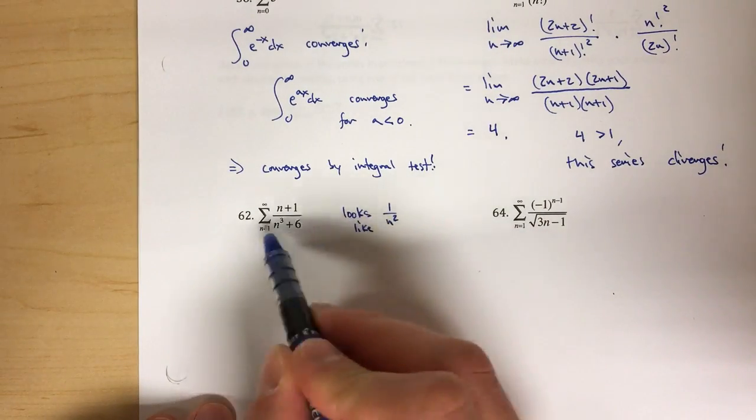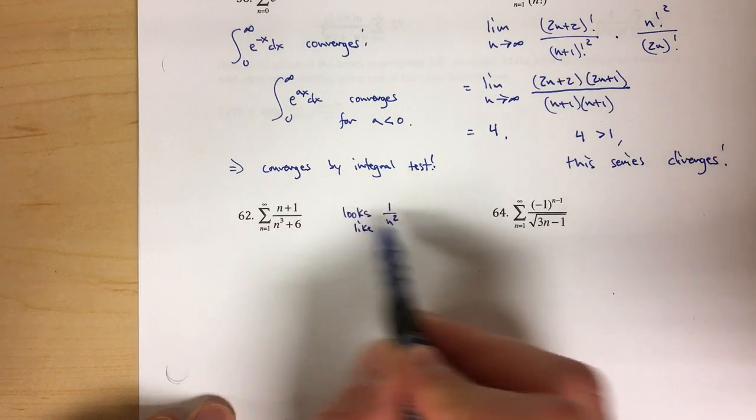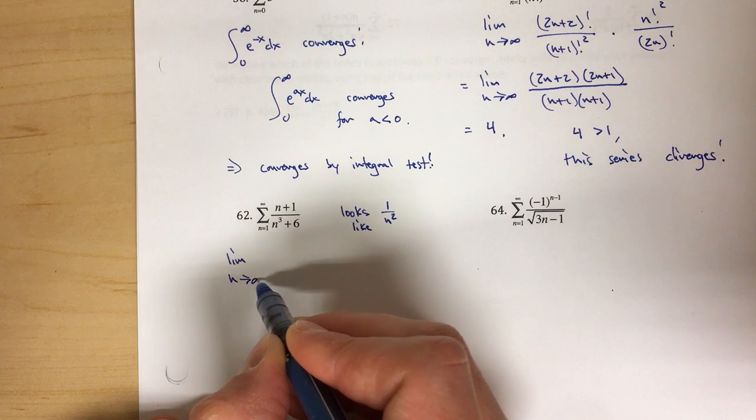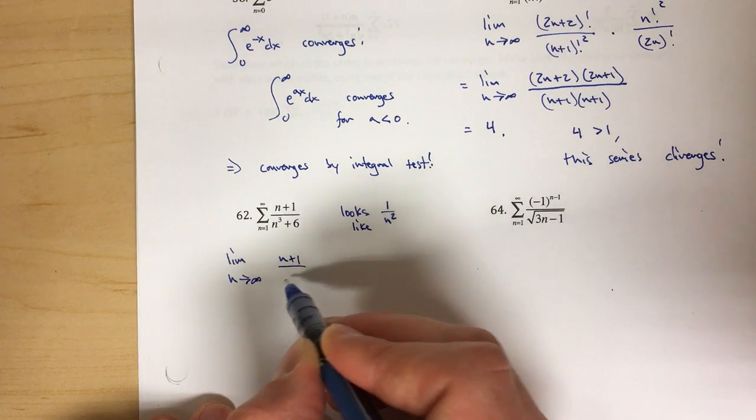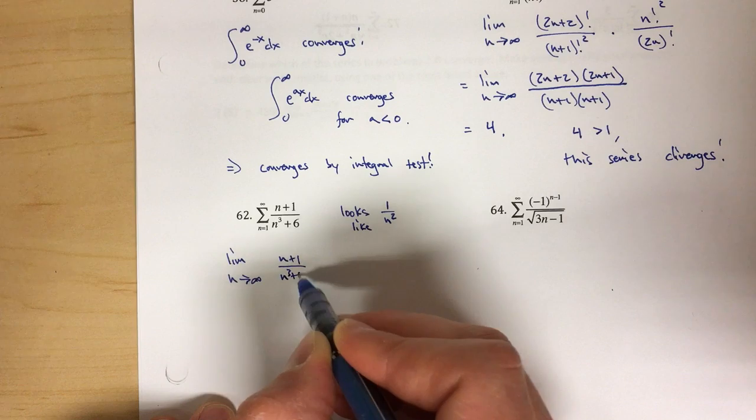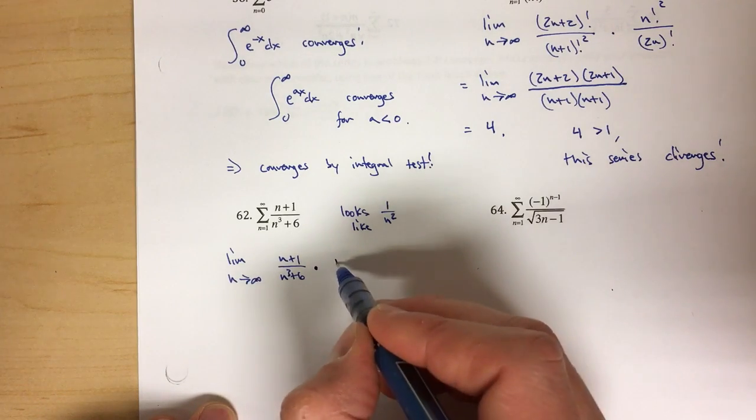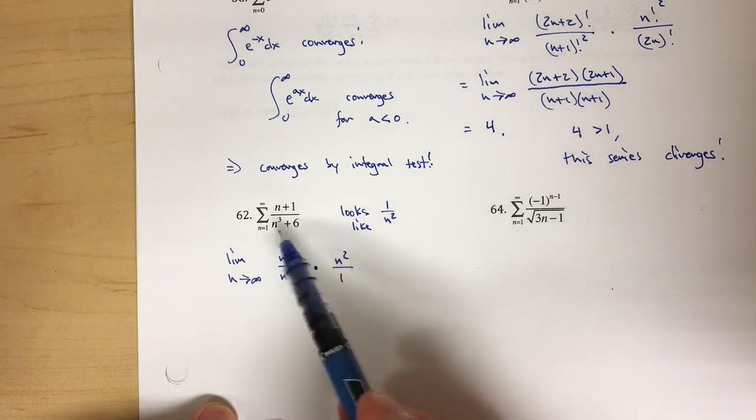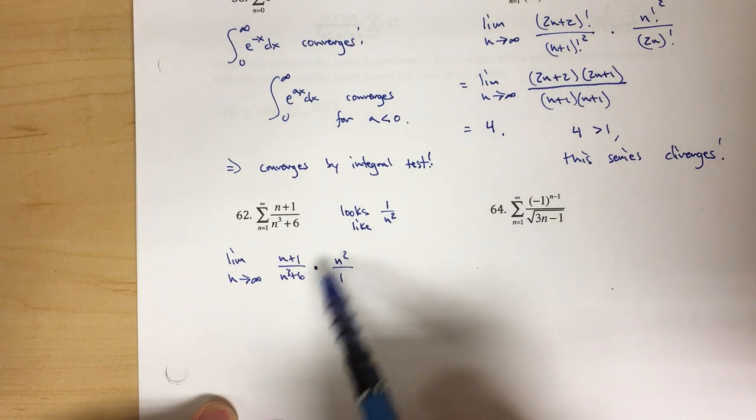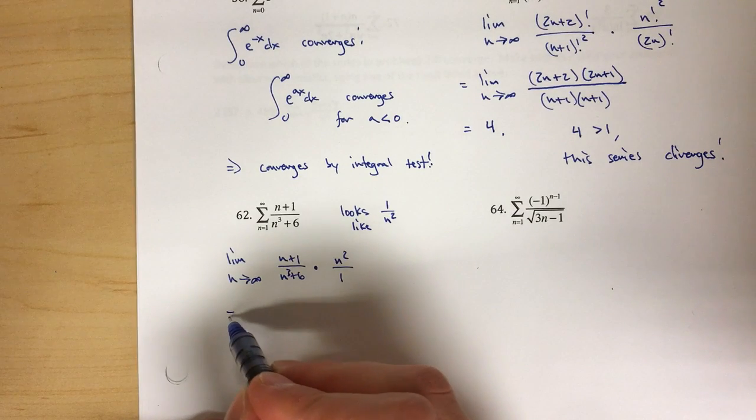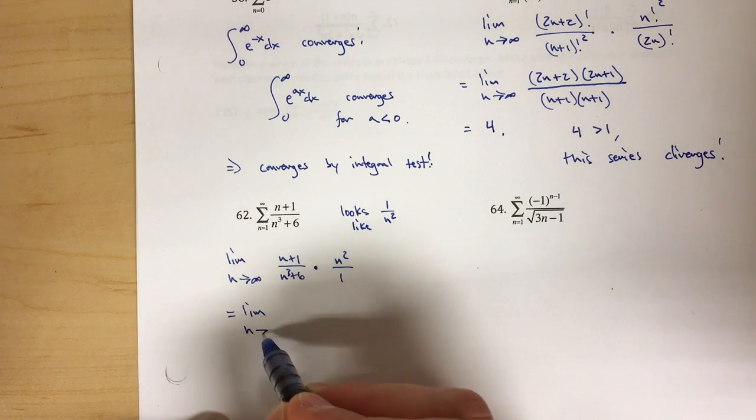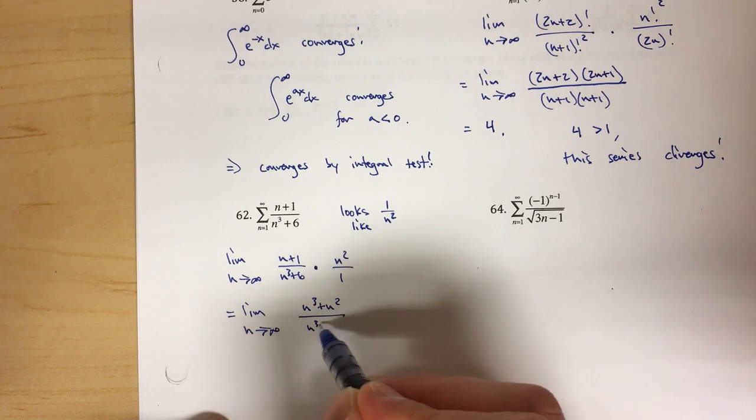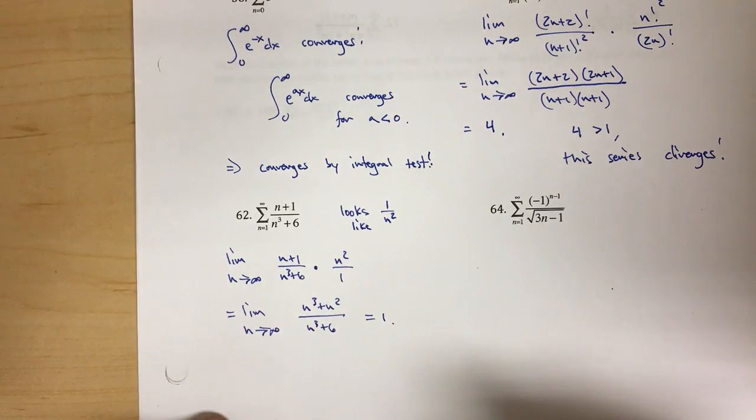So I'm going to see if the limit, as n approaches infinity, of the ratio of these two sequences approaches a positive constant. If it does, then they both have to converge. So I multiplied by the reciprocal instead of dividing. And this will become the limit as n approaches infinity of n cubed plus n squared divided by n cubed plus 6, which is 1.